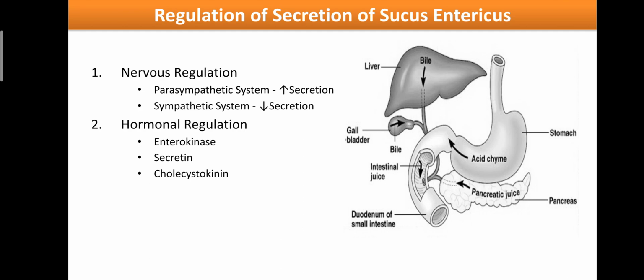Then secretin and cholecystokinin can enhance or regulate the intestinal motility, and on the other side they can inhibit the activity of the gastric glands.